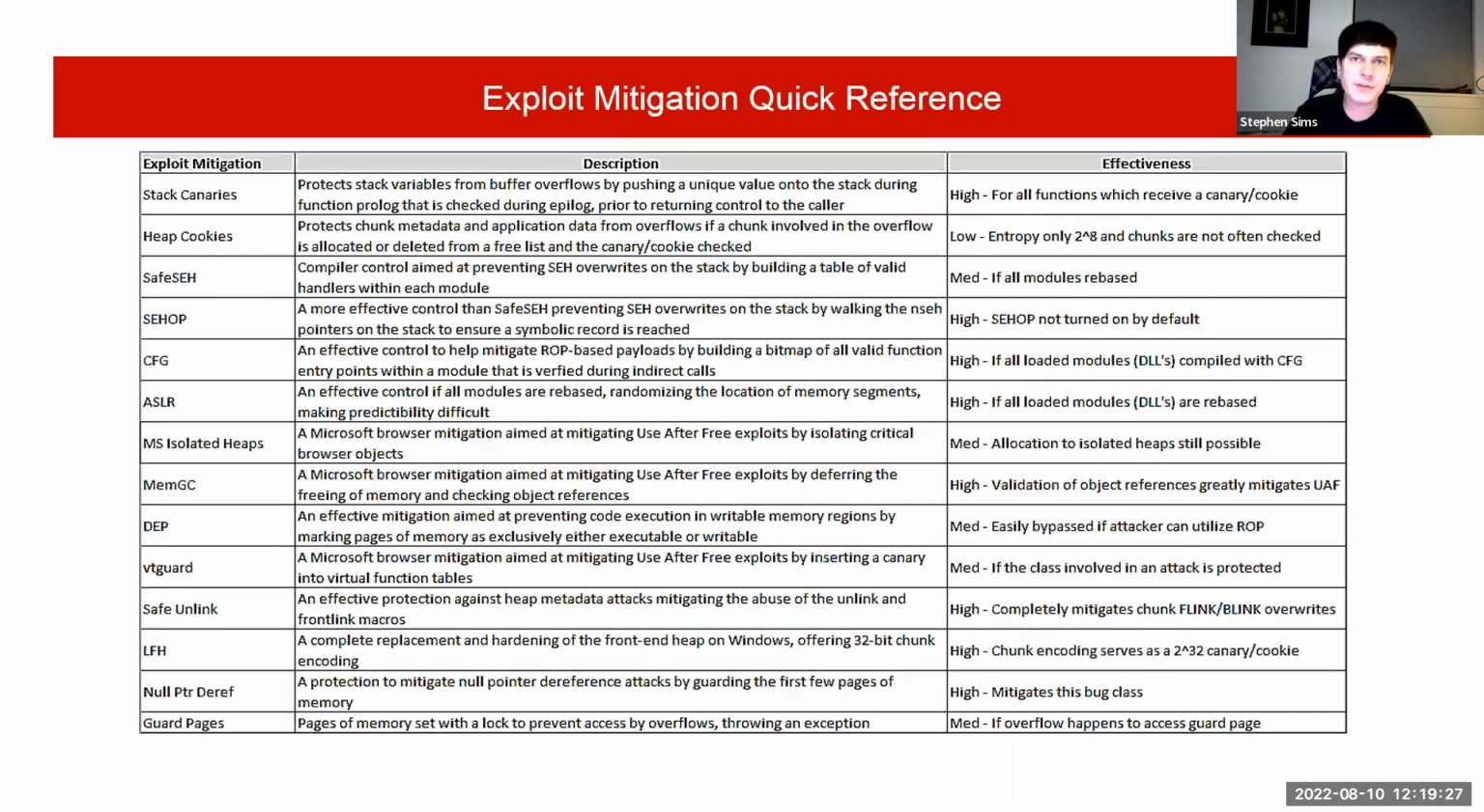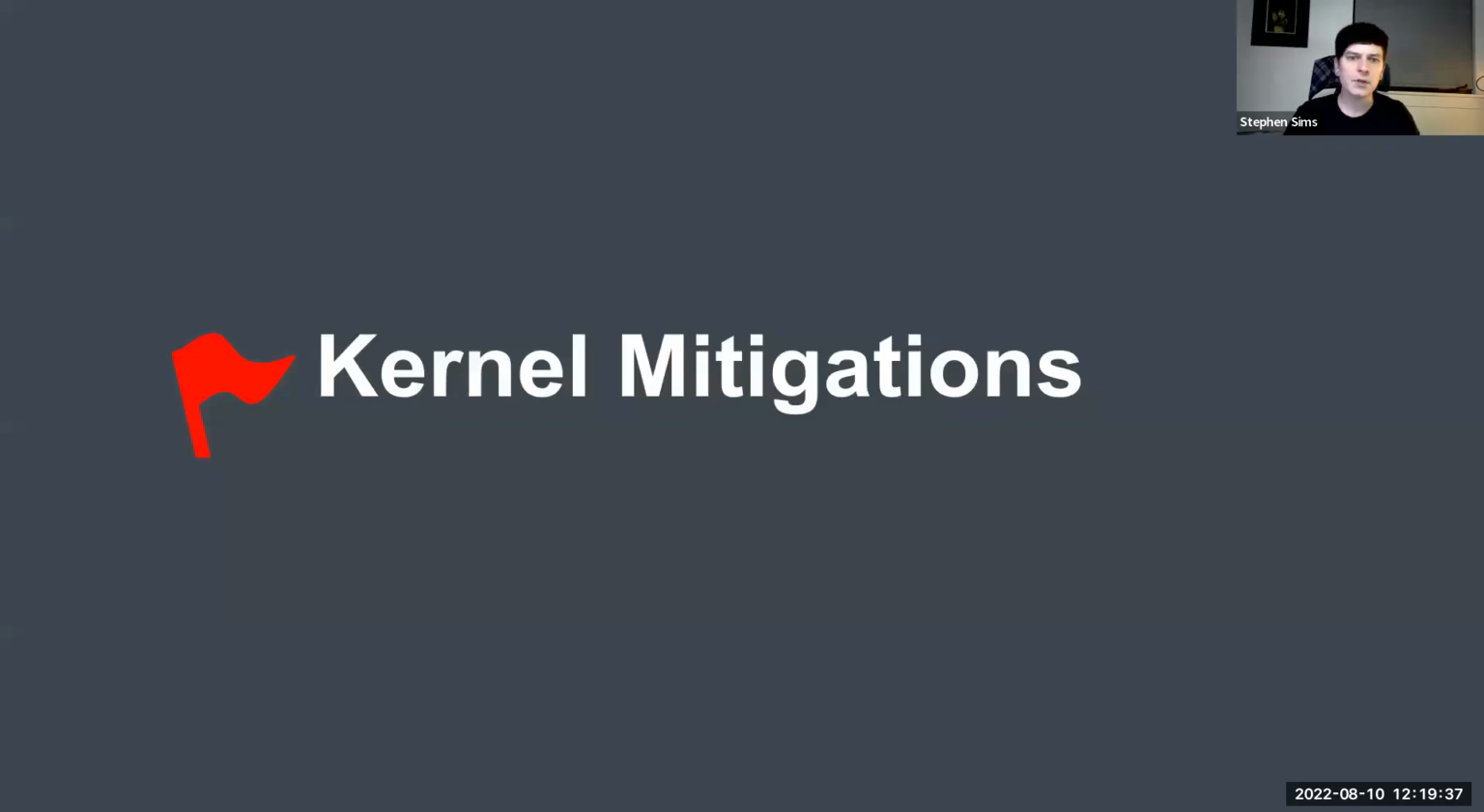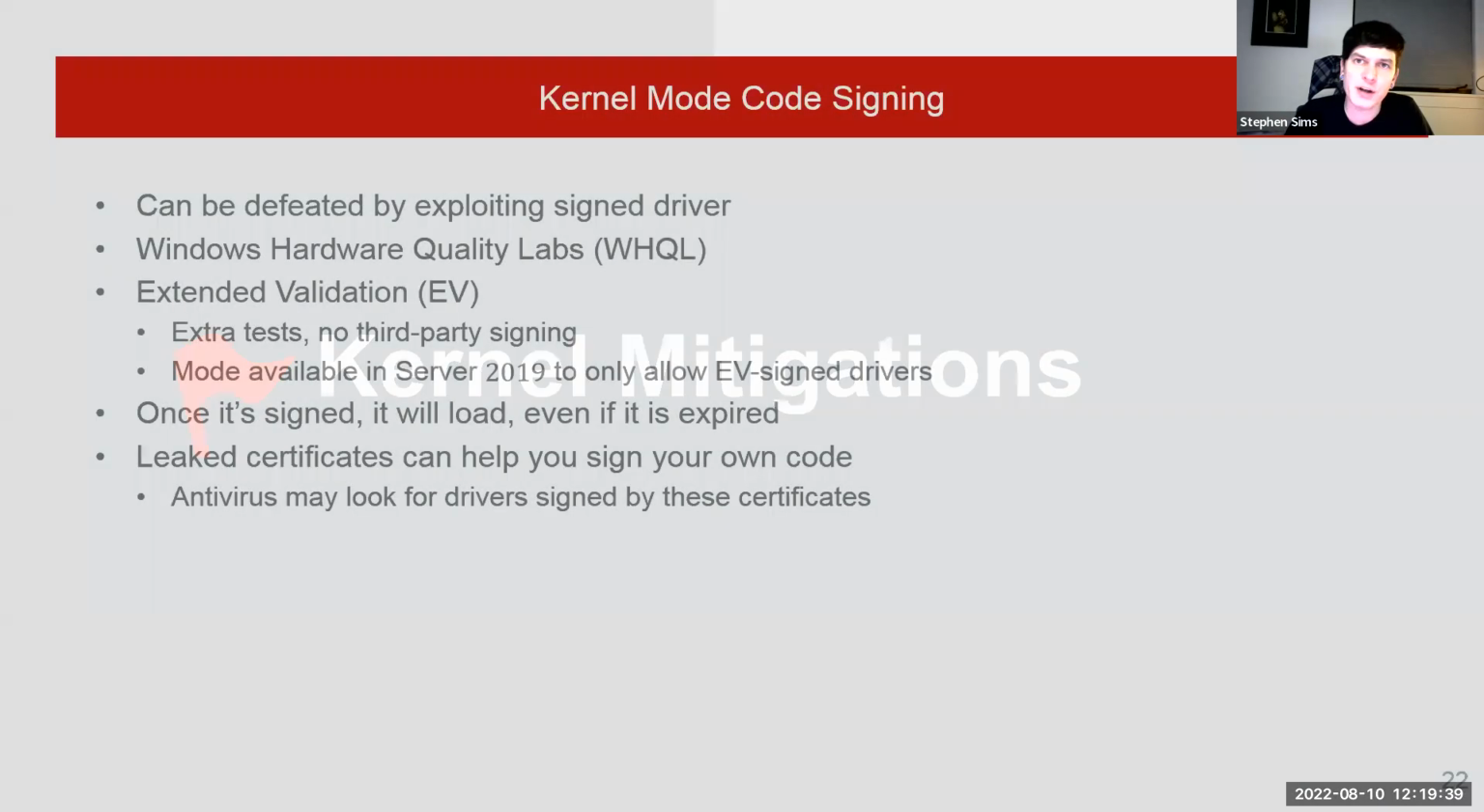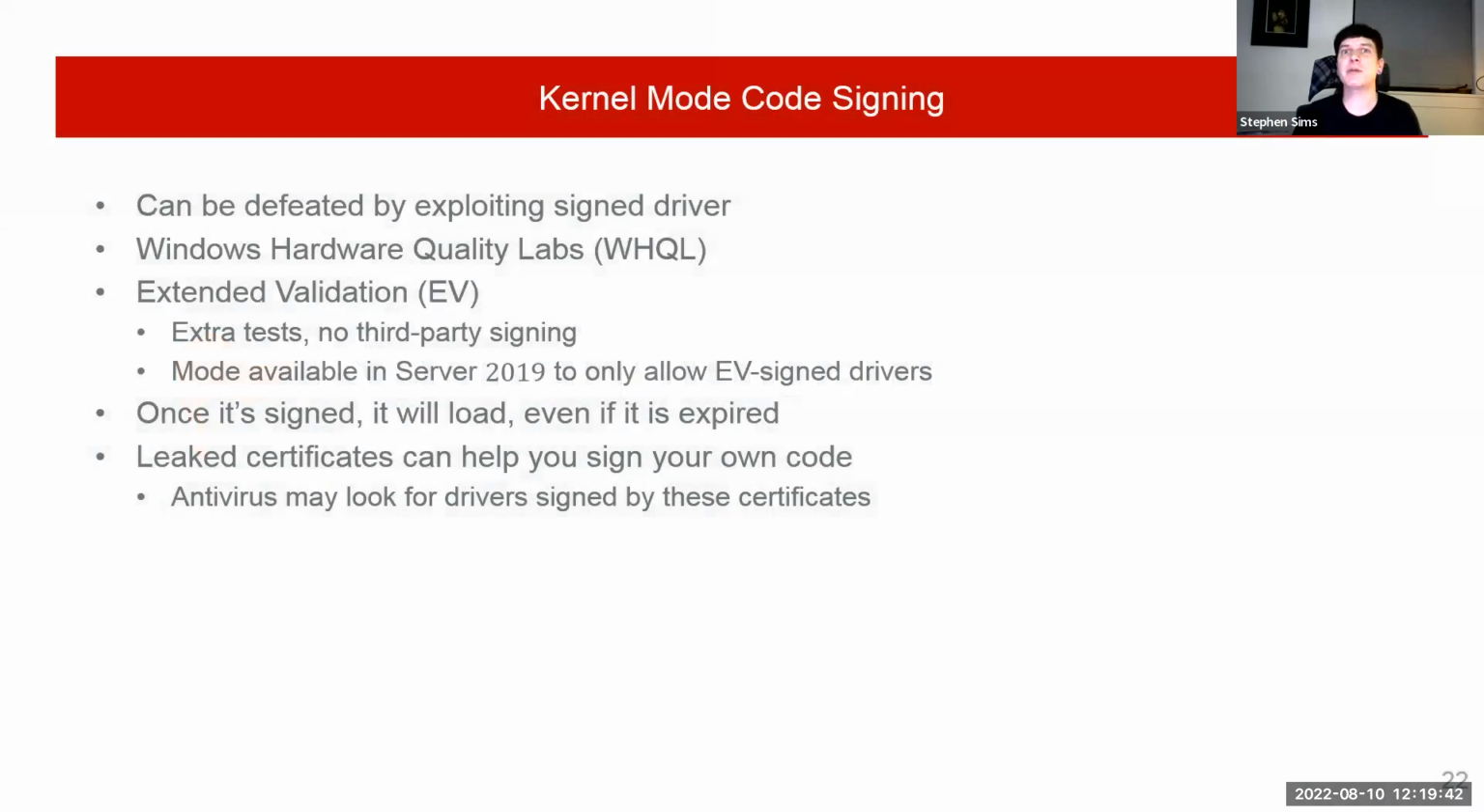This is a quick reference that just shows you the various mitigations that we talked about, a quick description, and the effectiveness over on the right. So let's quickly talk about some kernel stuff because we only got about 10 minutes left and I'm scared as to how we're going to get through this. So kernel mode code signing. Some of these are easy to talk about because we already talked about a lot of mitigations.